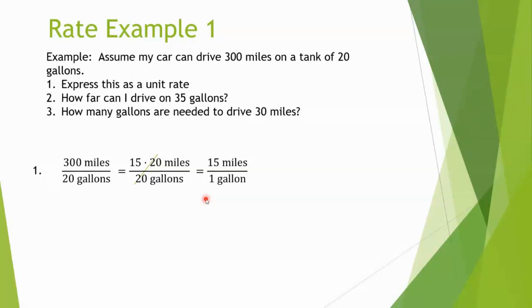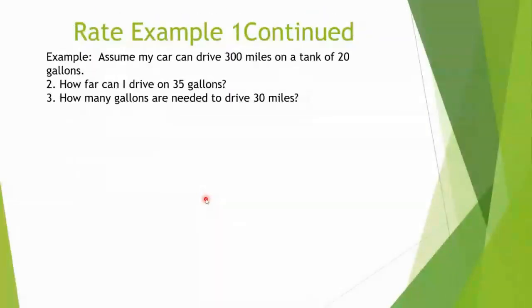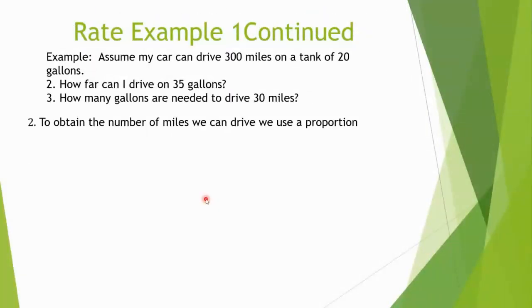Now, just like we did in the previous example, we're going to use a proportion to solve the next part. Okay, so now what we want to do is figure out how many miles we can drive if we have 35 gallons of gasoline. So how are we going to do that? We can use a proportion.